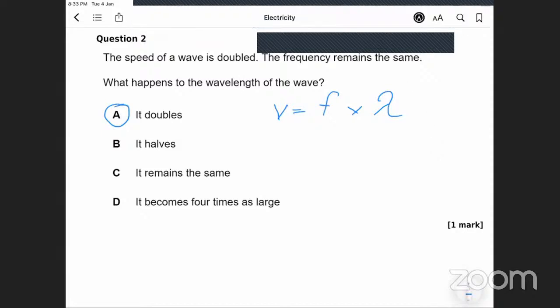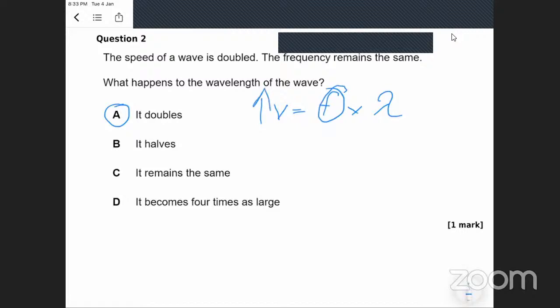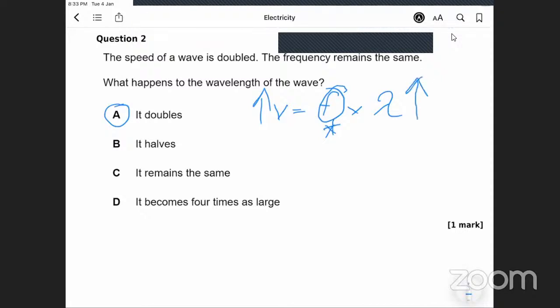If they're telling you the speed of a wave is doubling, the frequency is staying the same, so it means that your wavelength also has to double. If frequency here is staying the same, right? So what is increasing the speed, right? If this is doubling, frequency is staying the same, the directly proportional means that the wavelength also has to go up by the same magnitude or the same factor. Does that make sense? Do you all get that, guys? Yes, sir. All right, excellent.